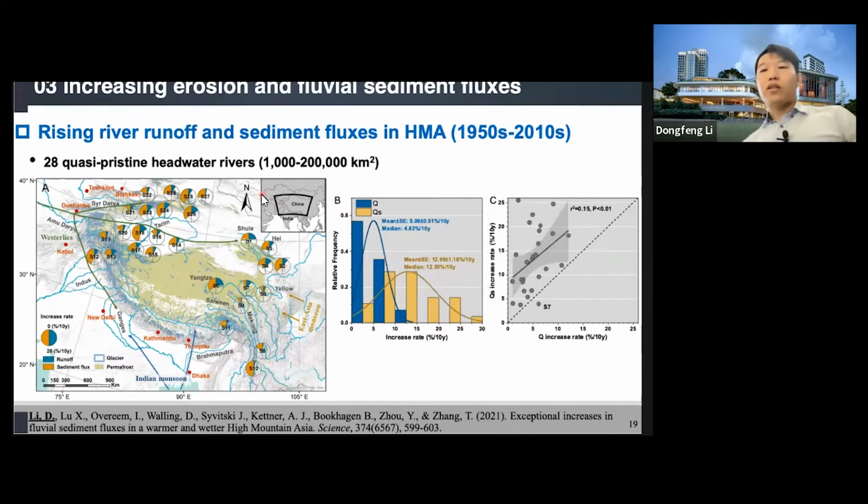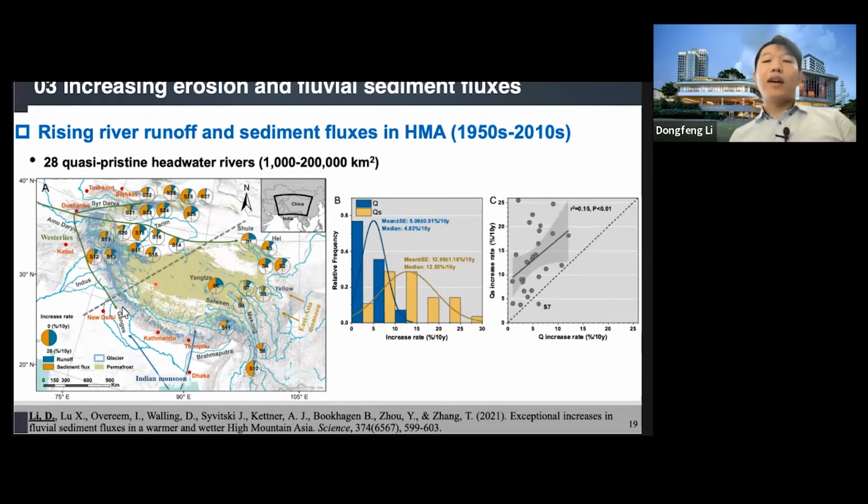So to answer this question, we first collected data from 28 high mountain Asia basins in the entire high mountain Asia, including the river runoff data and also river sediment flux data from the 1950s to 2010. And the results show that both annual runoff and also sediment flux have been increasing over the past decades. For the river runoff, the increase rate is roughly 5% per decade. And for the river sediment, it is 13% per decade.